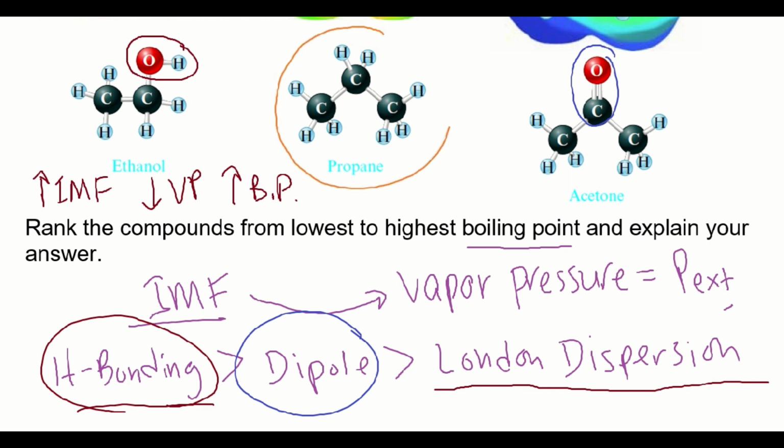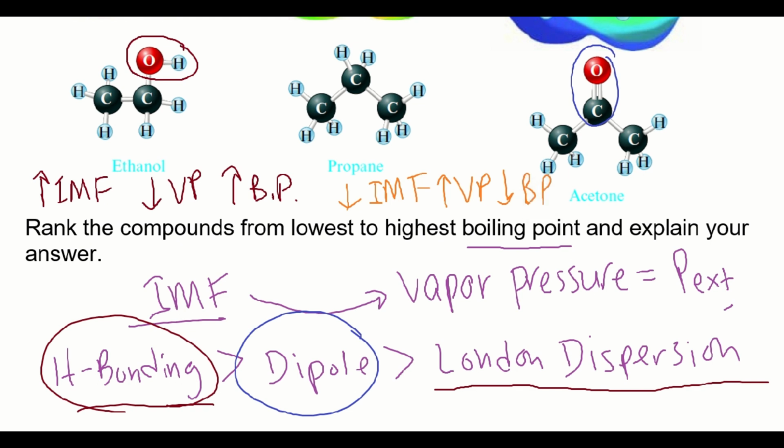Finally, let's take a look at propane. It's a nonpolar molecule, so the only intermolecular forces propane has are London dispersion forces. And again, all three of these are relatively the same size, so they all have about the same London dispersion forces. So propane has the weakest intermolecular forces, which means it's going to vaporize easier than the other two compounds. It's going to have the highest vapor pressure, and therefore, it's going to be the easiest to boil because it wants to vaporize more than the others, you can say. So it's going to have the lowest boiling point.